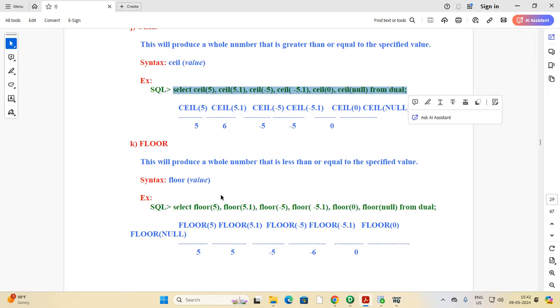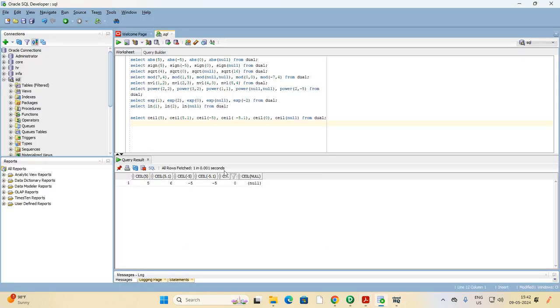And the floor value gives the lowest value. Floor always gives the lowest value. You see in this example, you get a better idea of this. Floor of 5 always gives 5. Floor of 5.1 gives 5. Floor of minus 5 is minus 5. Floor of minus 5.1 gives minus 6. Why? Because minus 5 is greater than minus 6. So it always gives a lesser value than the existing value. Floor of 0 and floor of null from the dual.